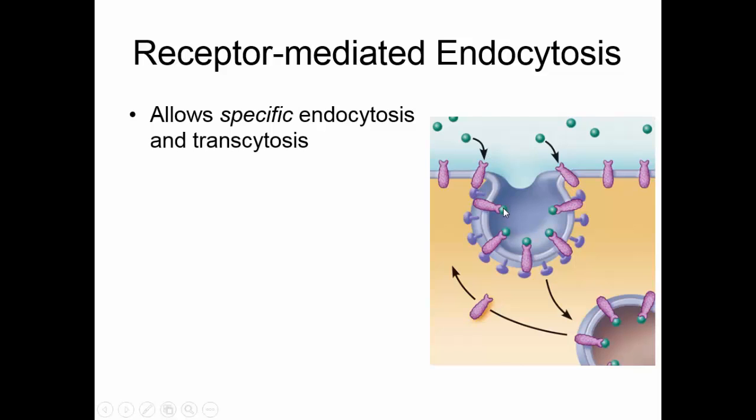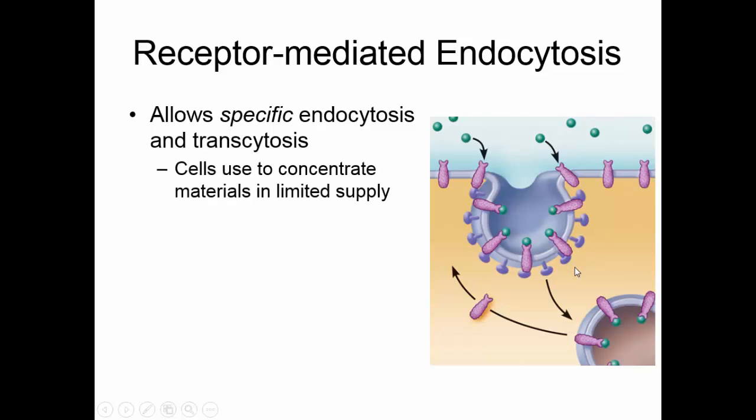And whenever these receptors have their molecule attached to them, it will trigger this enfolding to make a vesicle. Cells use this in order to concentrate materials that may be in limited supply in the extracellular space, or to limit the amount of something they take in. Because notice, when we take in the material, we also take in the receptor. If there are no more receptors for that material on the surface, the cell can't take any more in.